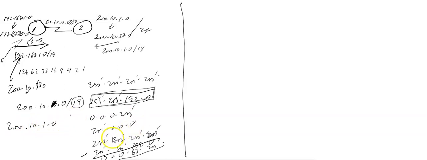200.10.1.0. That's the first network address. Now we want to determine the last network address within that range. And how do you determine the last network address within the range? It is by adding this wildcard mask to the first network address. Meaning I'm going to be adding this 200.10.1.0 to this wildcard mask.